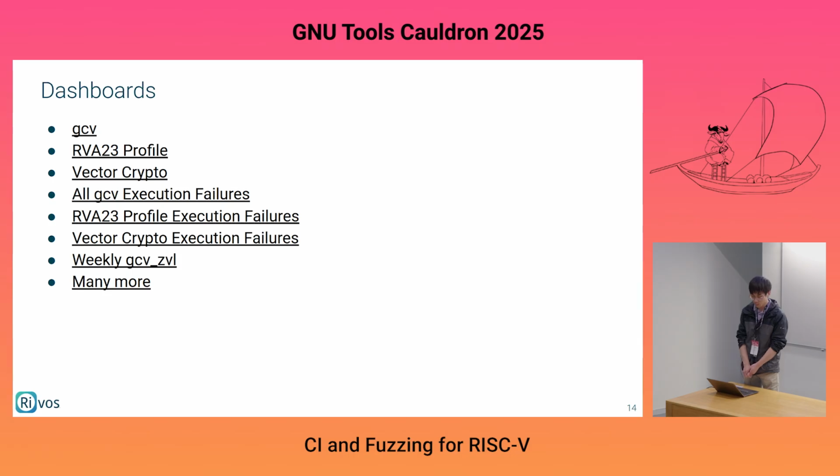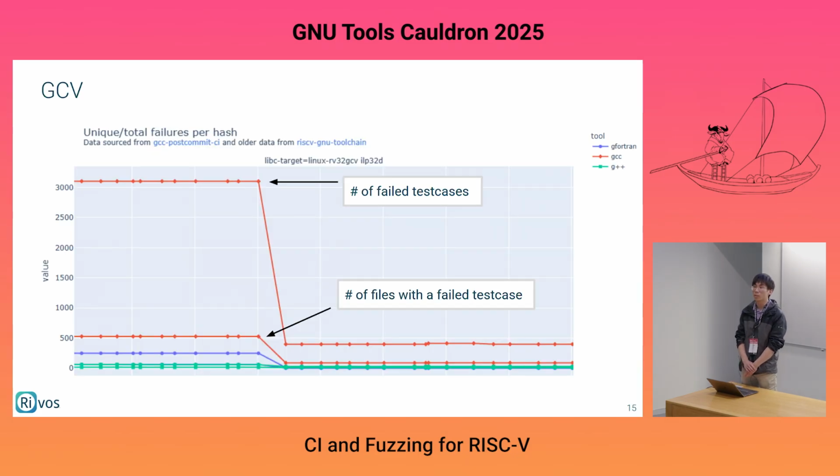So now going to the dashboards, we have a lot of different dashboards which show the health of the RISC-V port. This is just an example of our vector one. This data was taken probably 2 weeks ago. So you could see the total number of failed test cases and also how many files have a failed test case. This includes everything, scan dumps, and all of that.